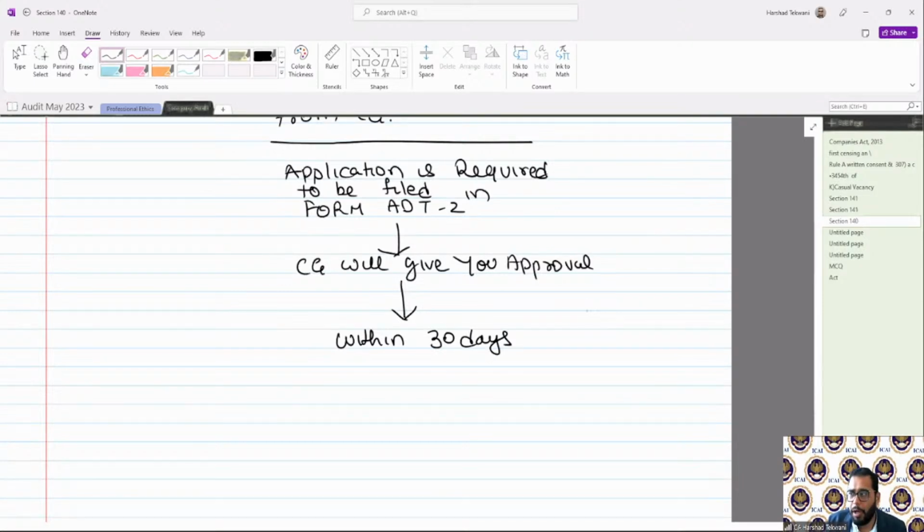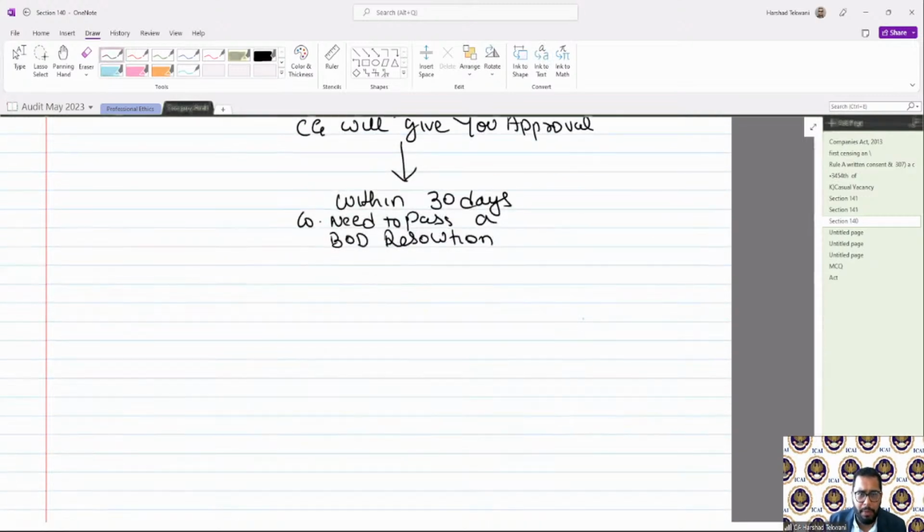you need to pass a board resolution. The company needs to pass a board resolution for removal of the auditor and for holding a general meeting and for passing the special resolution. And from this, again, within 30 days, this is required to be done. And then within 60 days from central government approval, a general meeting should be held and the special resolution should be passed.